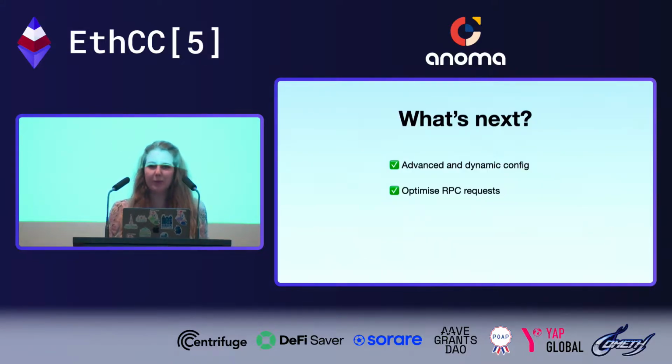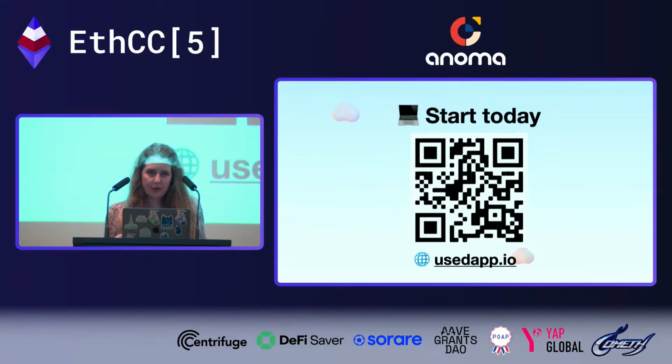So yeah, what's next? We think that useDApp is feature complete. We can't see any additional features that we could create. But if you have any requests, we are happy to implement them. We are going, of course, to support it. We want to optimize RPC requests even more, and we would like to introduce advanced and dynamic config. So if you are interested in that, you can scan the QR code, go to our page, and then you can find all these different documentations and sandboxes, so you can play with it and reach out to us.